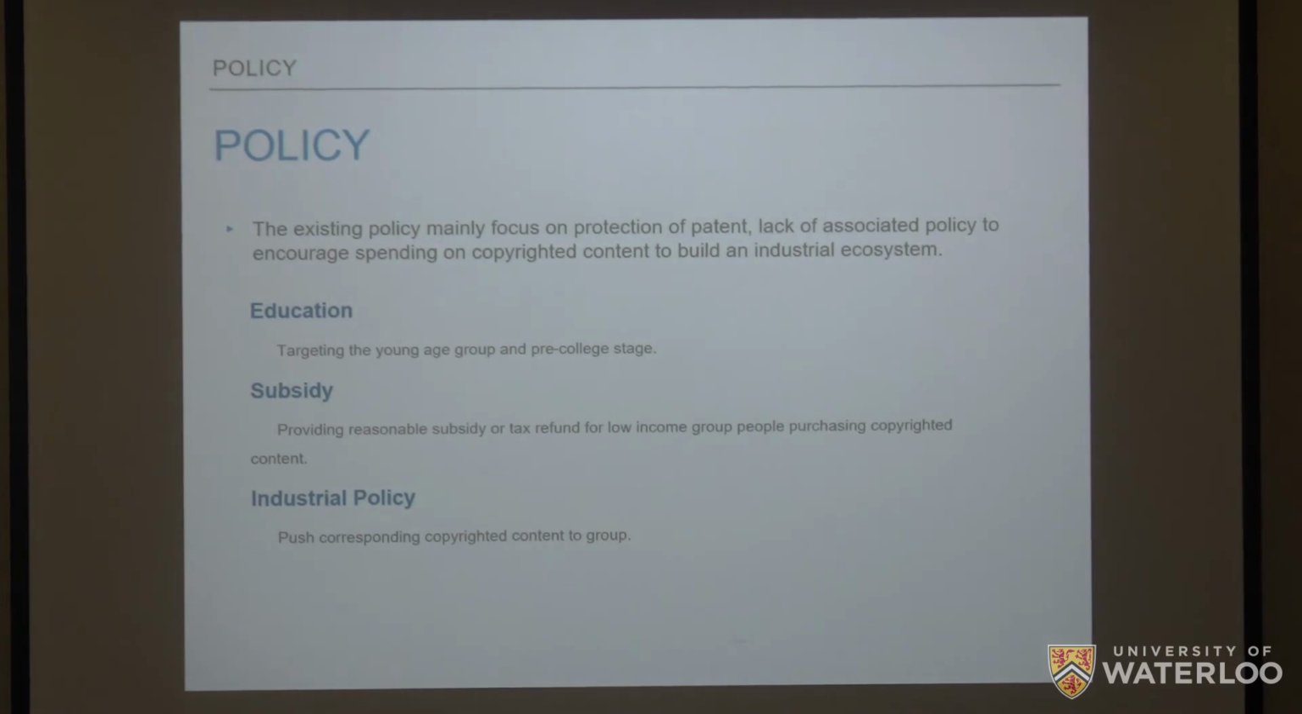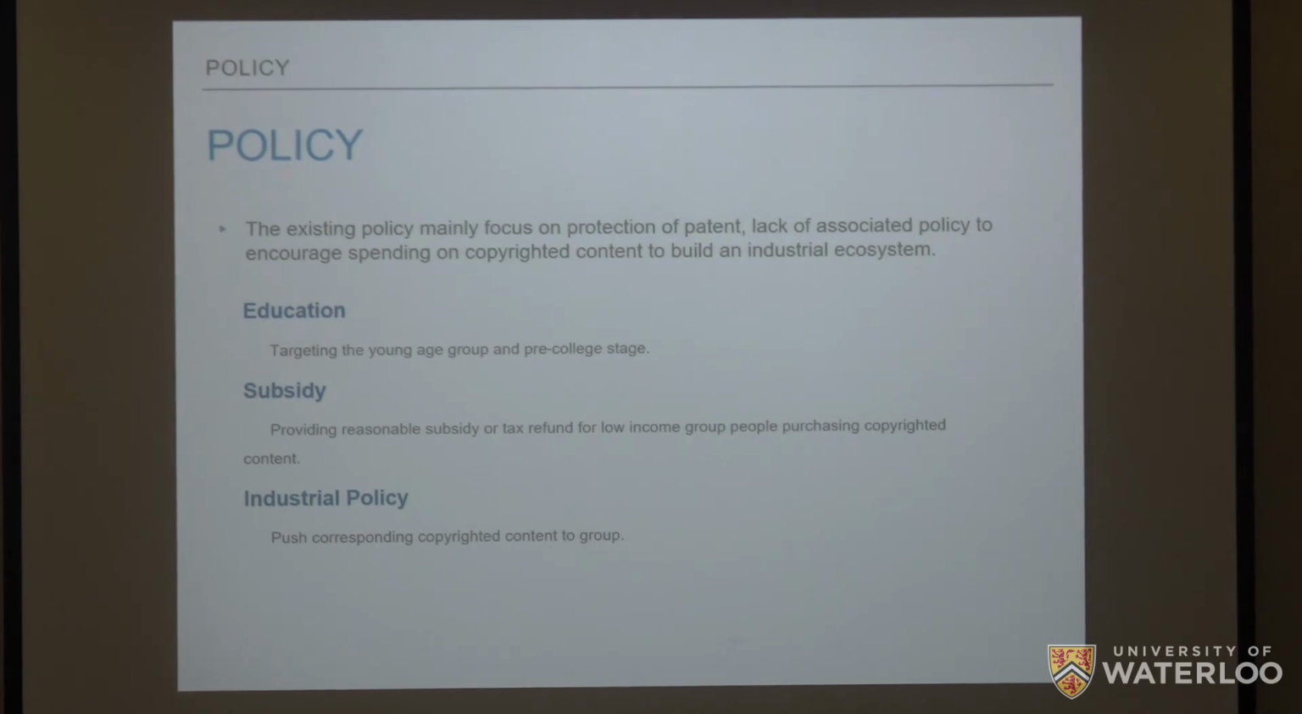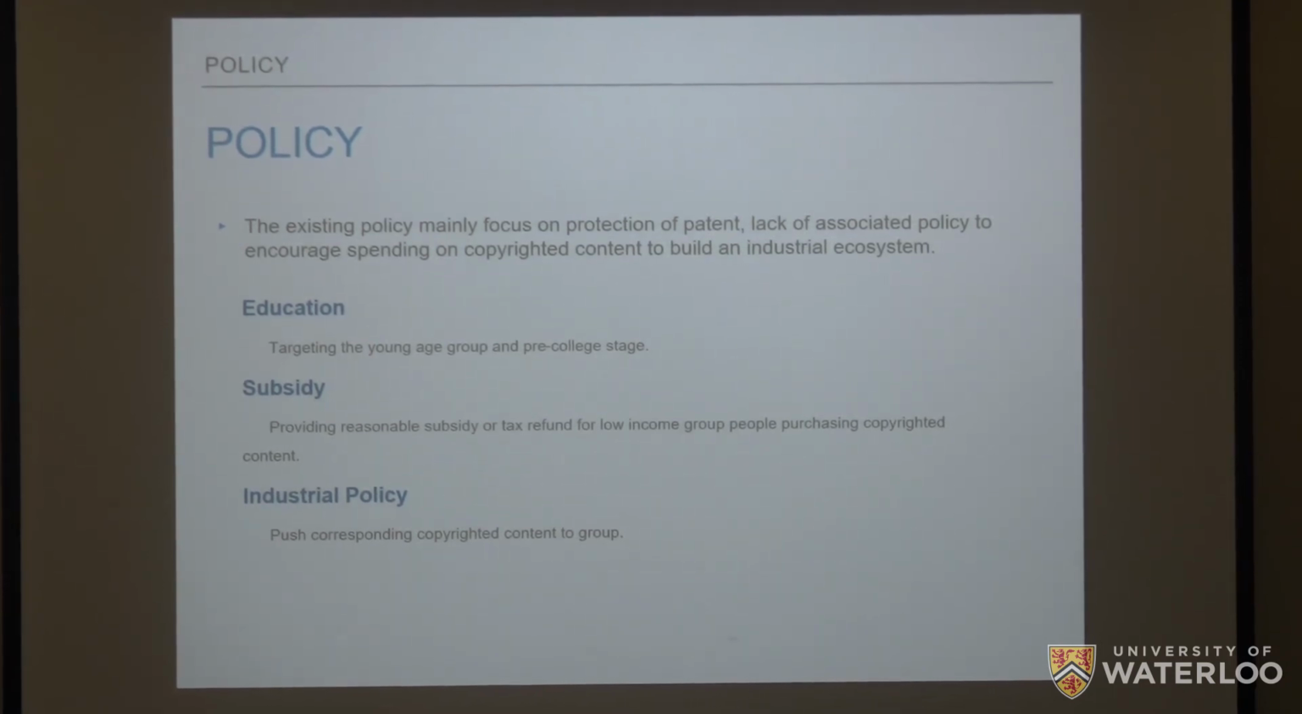In Canada, there are some policies related to copyrighted content, but these policies mainly focus on protection. Few of them have the effect of encouraging spending. So based on our analysis, we suggest some policies for the government, like providing more education and giving more subsidies to specific groups of people.